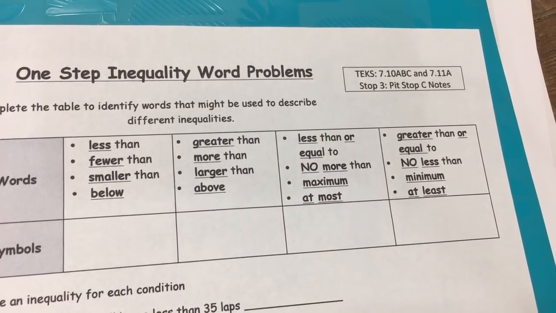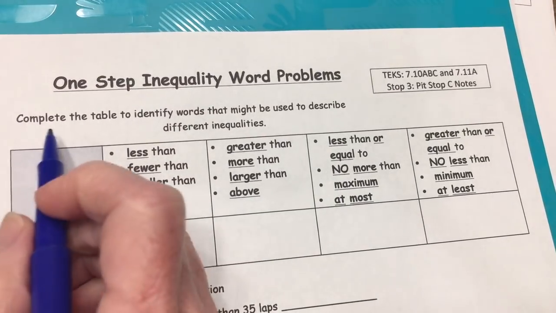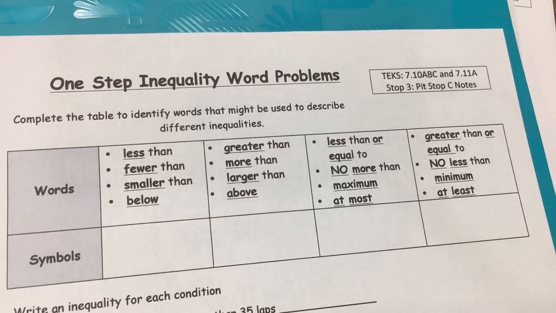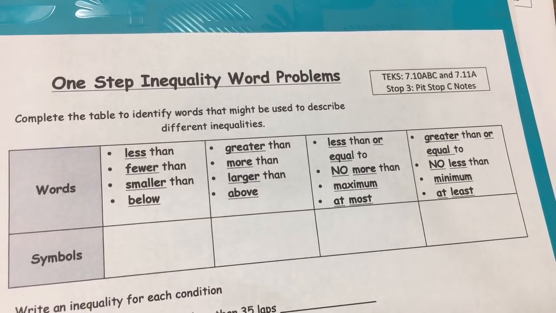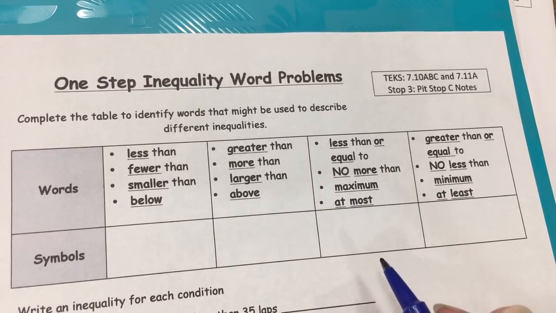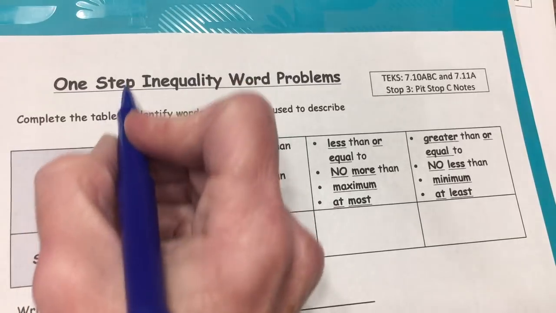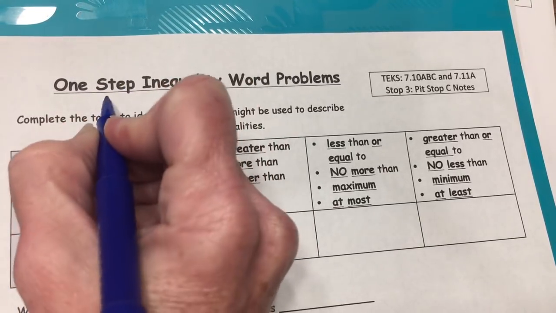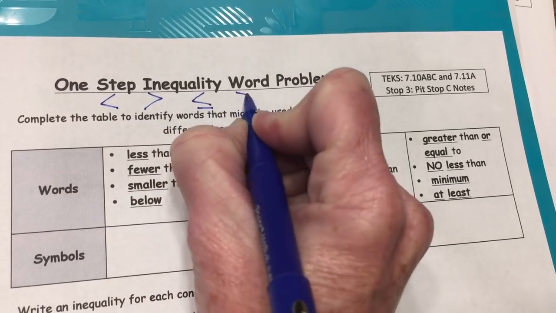So we're going to be talking about solving one-step inequality word problems. And it starts here by asking you to complete the table to identify words that might be used to describe different inequalities. So this table can be really helpful. We know that the different types of inequalities have different symbols. So we have this one, and this one, and this one, and this one.